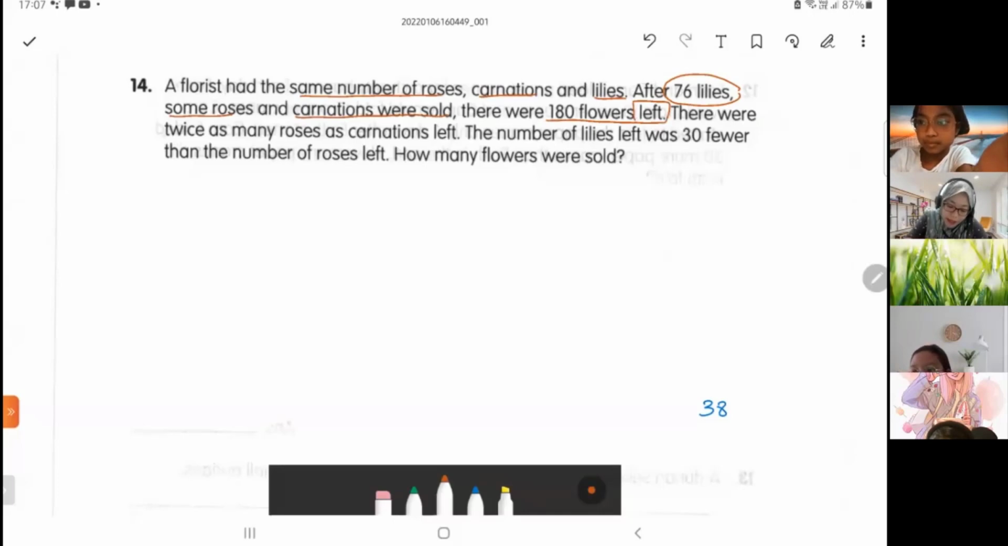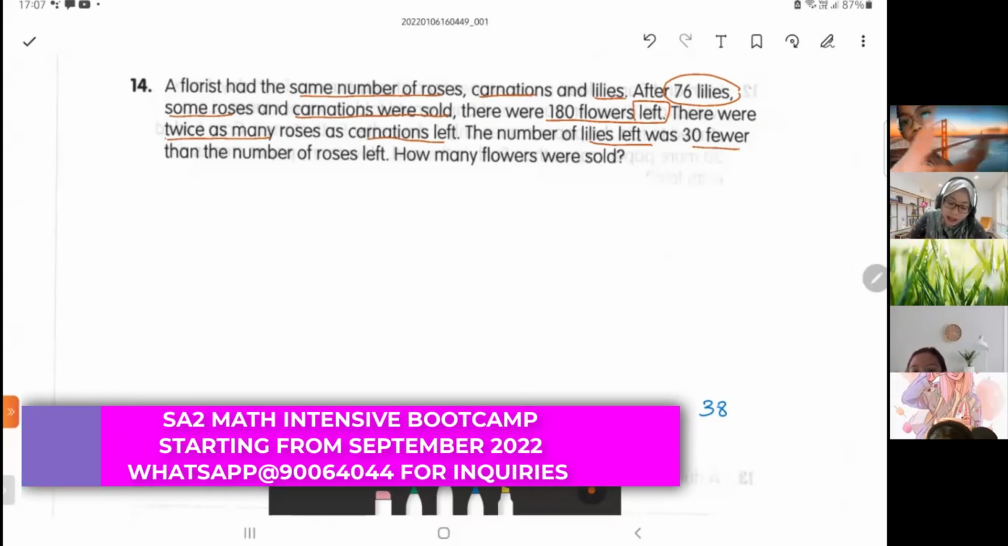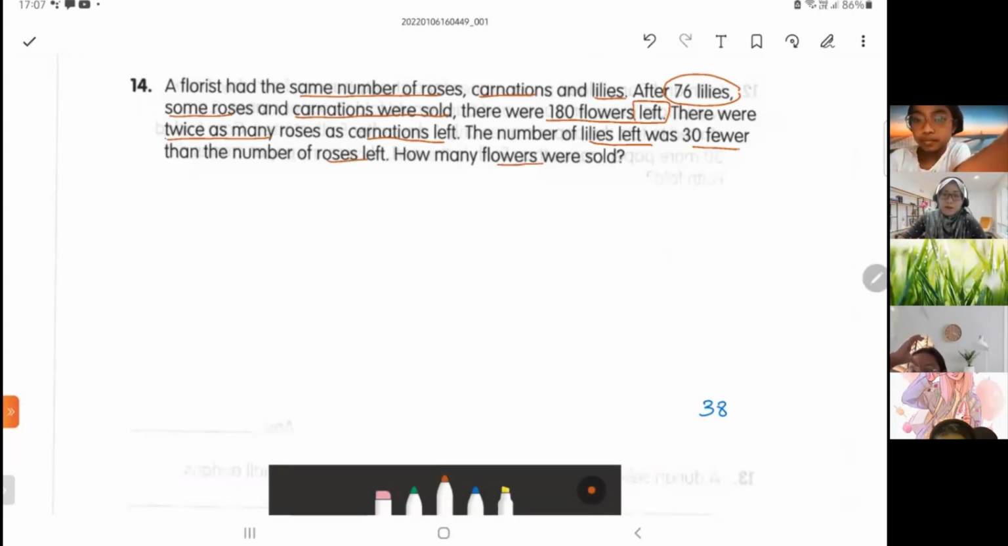There were twice as many roses as carnations left. The number of lilies left were 30 fewer than the number of roses left. How many flowers were sold? Okay. Yeah, it looks so complicated. So many comparisons, right? There are so many comparisons in the question.